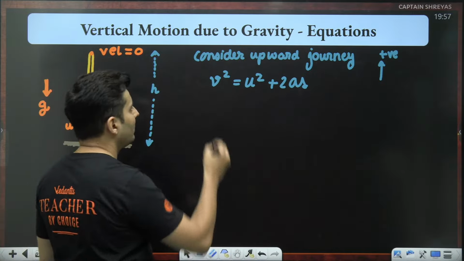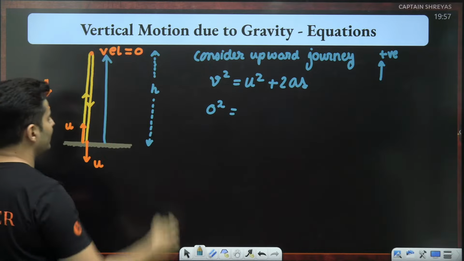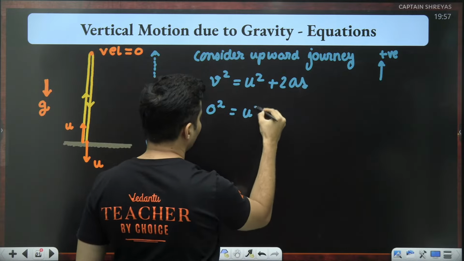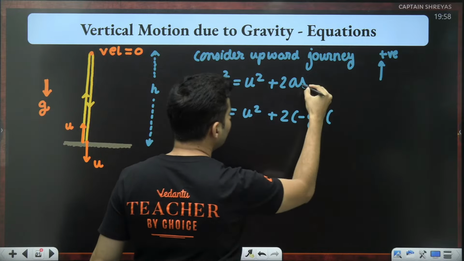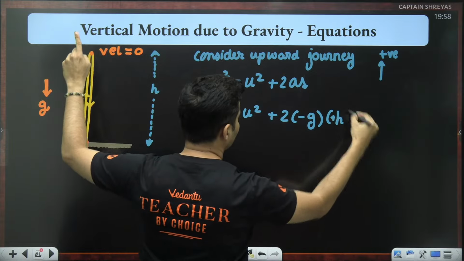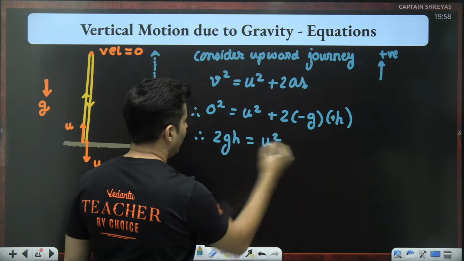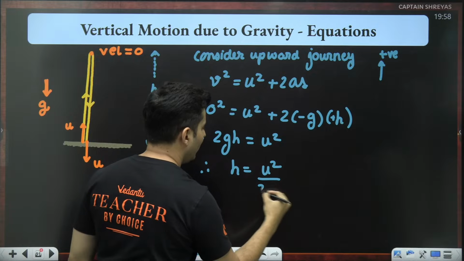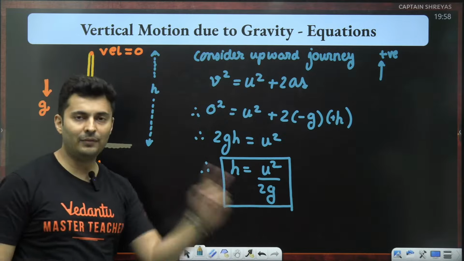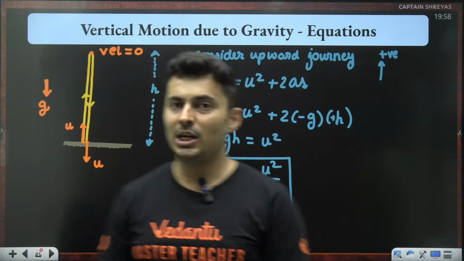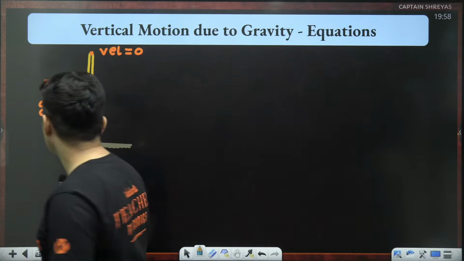Anyways, coming back over here, final velocity is 0 only for the upward journey. That means only consider the journey while going up. Initial speed u, acceleration negative because it's down, and upwards is considered positive. Displacement is upwards, so it is positive. Bring this to the other side: 2gh is u square, therefore h is nothing but u square by 2g. So that is your answer. You have to remember this maximum height formula because it will save your time in the examination.